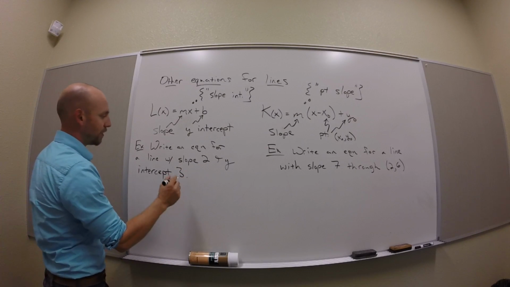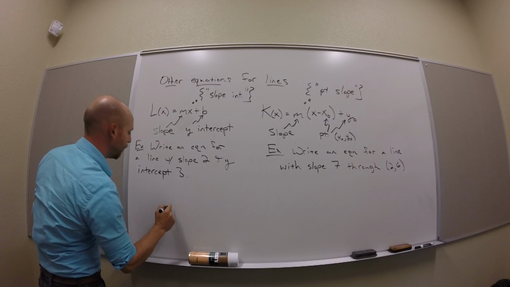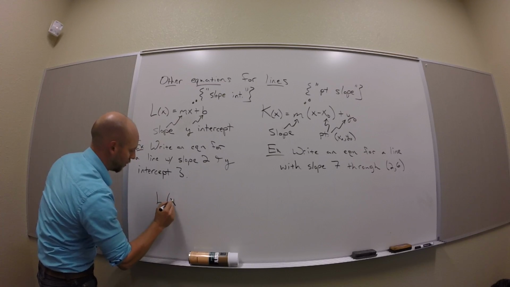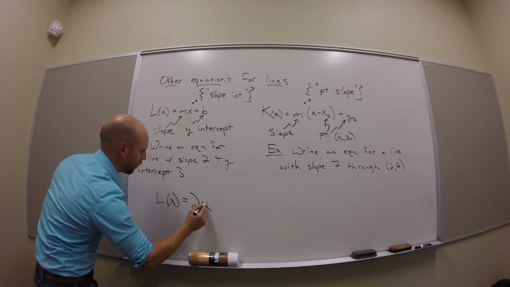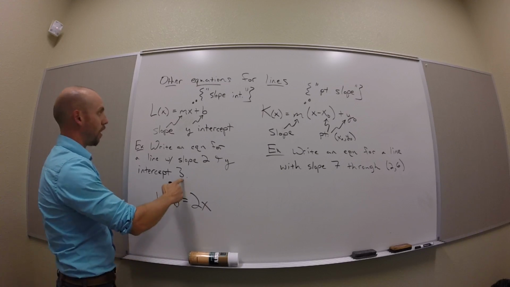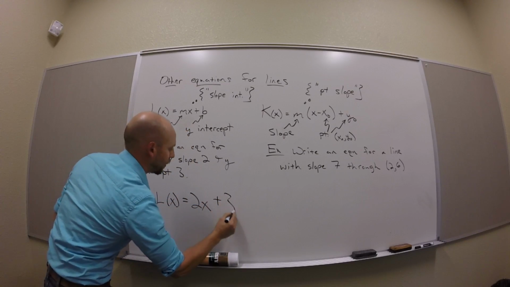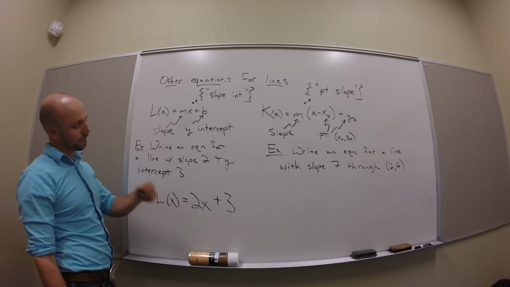Like, for example, when I want to write an equation for a line with slope 2 and y-intercept 3, I can just cram those pieces in, right? The slope's supposed to be 2, so I need 2 in for the m, and y-intercept is supposed to be 3, so I need to add 3, so I get L of x is 2x plus 3.